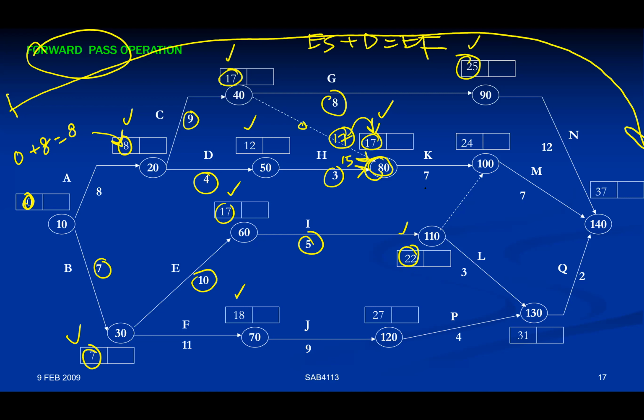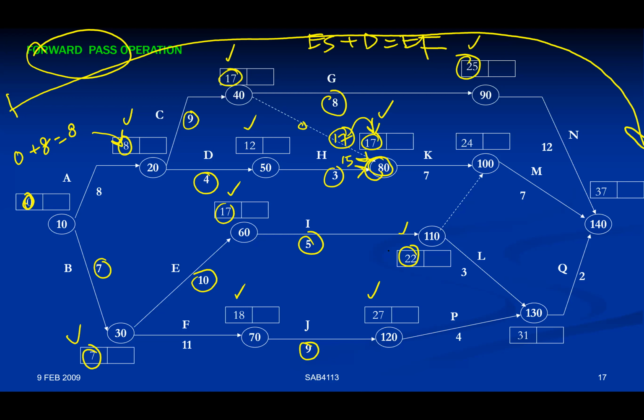For a node which only has one arrow going in, that is easy to calculate. You simply add up the value and put it into that box. But when there are too many incoming arrows into one particular node, then you need to be very careful. 18 plus 9 for J equivalent to 27. You have already completed that.